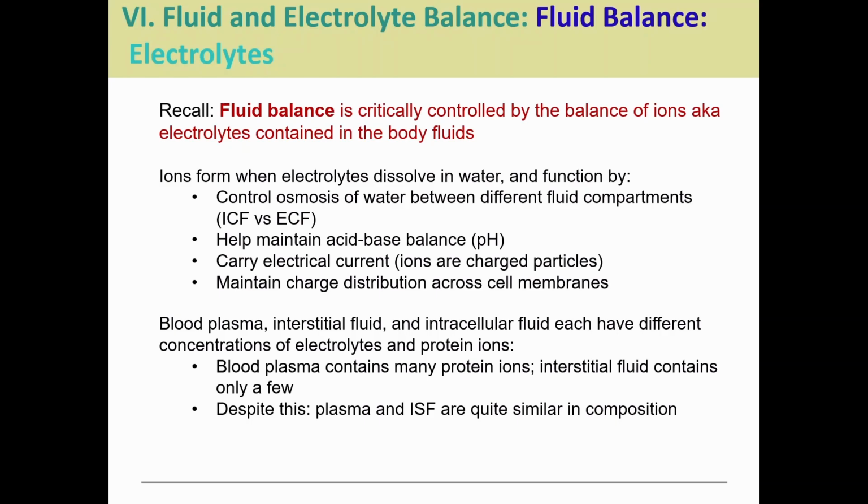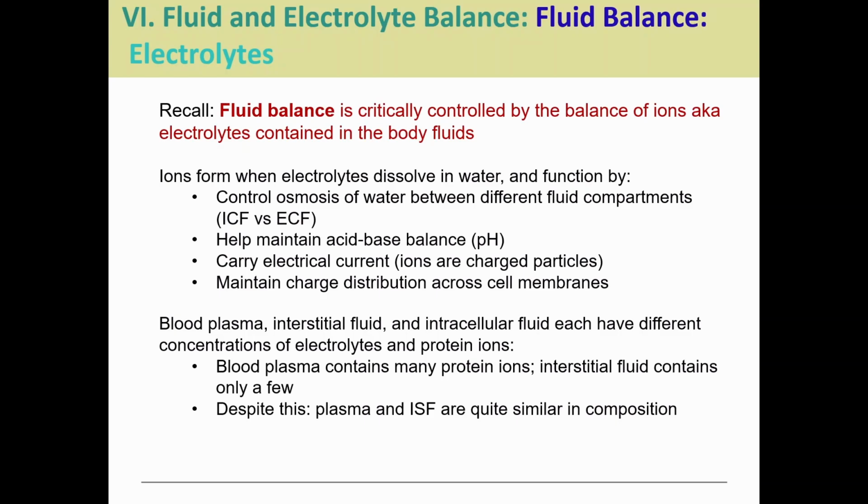Now, these electrolytes are going to help us maintain fluid balance. So we can use ions like sodium and whatnot to help maintain fluid balance. We dissolve these electrolytes in water, right? So we can have them in the different fluid compartments. We can use them to maintain acid-base balance. We can use them to carry electrical current because ions are charged, and so they can serve as part of an electrochemical gradient. And in turn, that means they can maintain the charge distribution across the cell membrane as well.